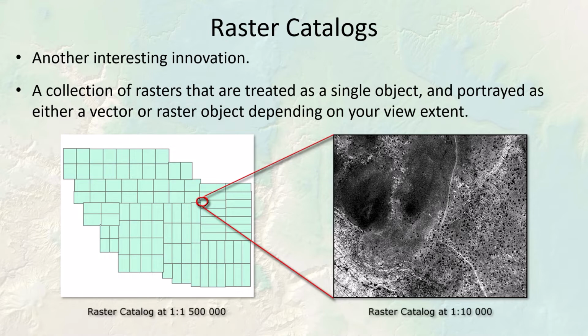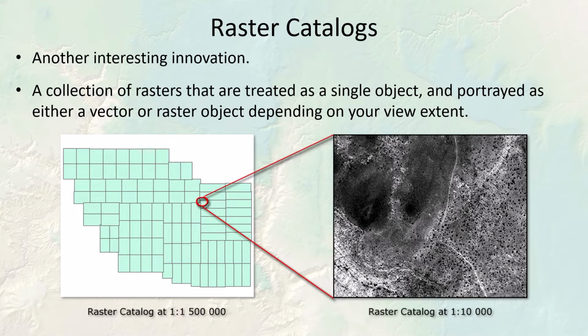But if you put all of these images into a raster catalog, then you can simply load the single catalog into your map. ArcGIS will determine which individual rasters to display depending on where you're zoomed in. And if you zoom out too far, then ArcGIS will just show you the set of rectangles that represent the individual raster extents.